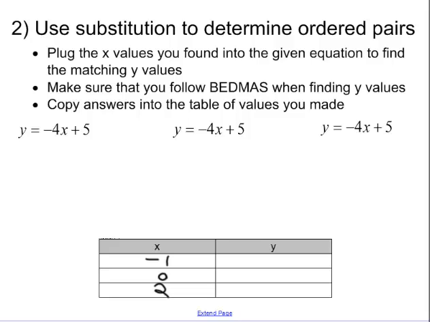So our next step is to use substitution of the three numbers that we picked into the equation given to find the matching y values. When you're doing this, you need to make sure to follow your BEDMAS rules, because if you don't, you will mess it up and get the wrong corresponding y values. And make sure to copy your answers into the table of values you made. So the way we do this, it says y equals negative 4, and we see an x, so we're going to substitute in the first x that we chose, which is negative 1, plus 5.